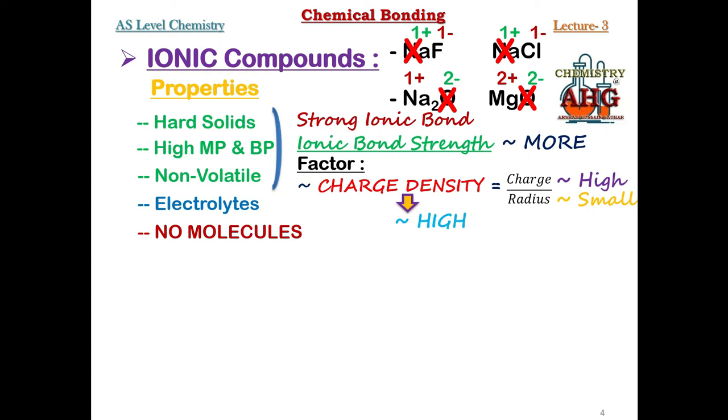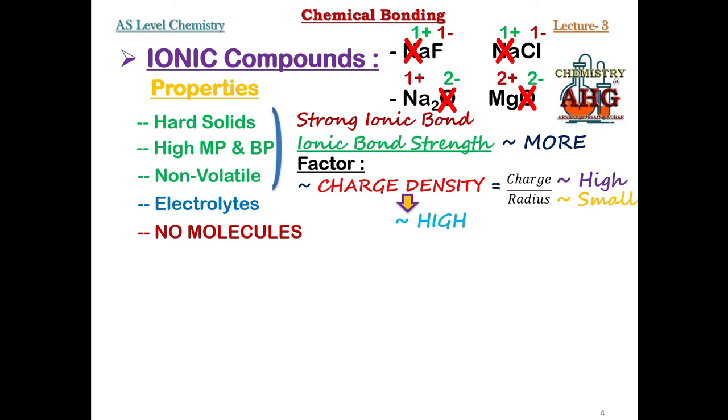Magnesium oxide would be a harder solid. Why? It has a strong ionic bond. Why? Magnesium ion has high charge density due to its high charge. That's it. So this is how you must know. This question can be asked both in your AS as well as in your A2 exams.